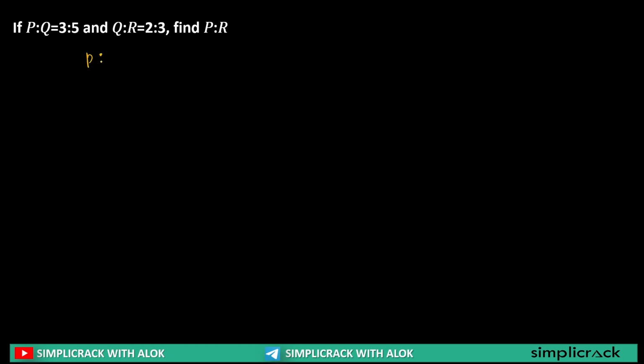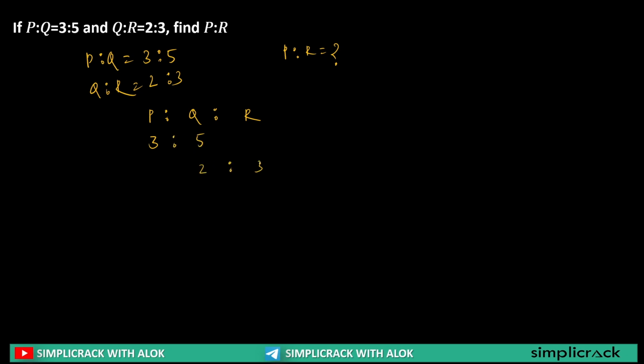Okay, sir, P is to Q and Q is to R is given. Sir, P is to Q is given 3 is to 5. Sir, Q is to R is given 2 is to 3. Find out P is to R. So what should I do, sir? So as you have already said, I will write it like this. P is to Q is to R. PQ 3 is to 5. QR 2 is to 3. Sir, 5 and 2 are not equal. So what do I do? I'll multiply 2 here and I will multiply 5 here.